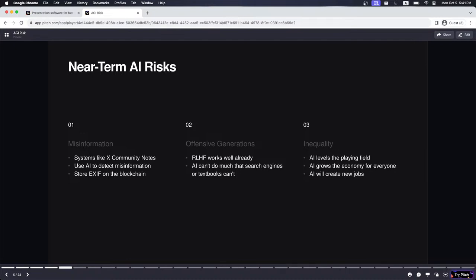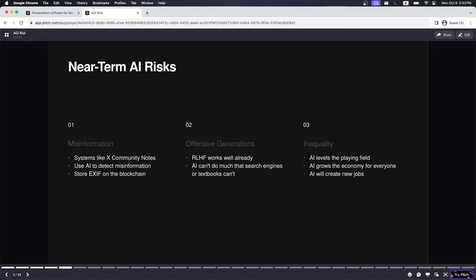We can use AI to detect misinformation, just like we can use it to generate misinformation. And for things like audio, video and images, if they need to be authenticated, we have digital scarcity, the blockchain, that we can use to store EXIF data, metadata. None of those have been commercially developed yet, but I'm sure it's only a matter of time. For offensive generations, a lot of people, for example, worried about the images of DALL-E generating Kirby and SpongeBob doing 9/11.